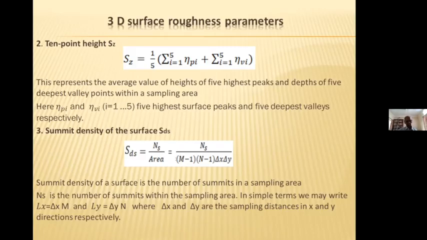Again, there is summit density of surface. There are many summits. Summits means peaks. So how is the summit defined? Summit is the highest point. If you compare the ordinates, say 8 or 10 ordinates around, and find that a certain ordinate is the highest, then that is declared as the summit. So summit density of a surface is nothing but the number of summits in a sampling area.